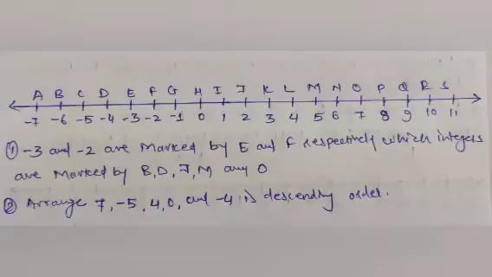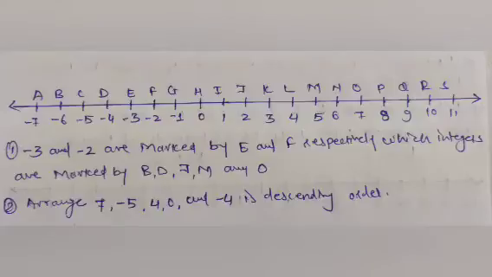Now we are moving towards a new problem, where a number line is given and we have to find out which number will come. The number line includes points A, B, C, D, and below that numbers are given. We have to find the answer as per the instructions given below. -3 and -2 are marked by E and F respectively. Which integers are marked by B, D, J, M and O? On E, -3 is given, and on F, -2 is given.